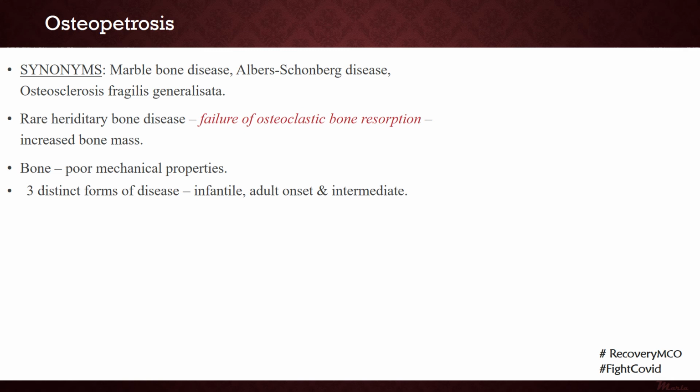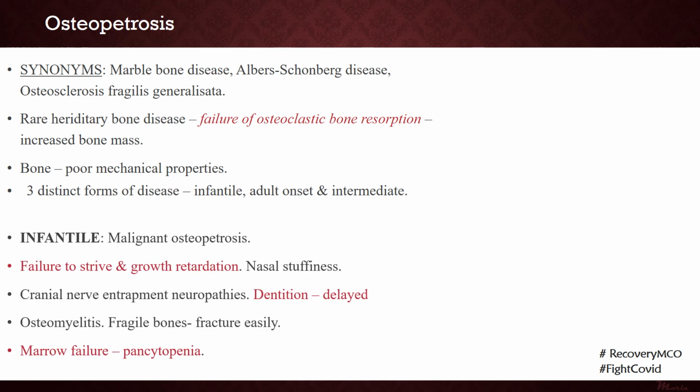Osteopetrosis has been shown to show three forms, that includes the infantile, adult onset and intermediate. Infantile osteopetrosis is also known as malignant osteopetrosis. The bone lesions here are extensive. The patients fail to survive because of extensive growth retardation. Dentition may be delayed. Cranial nerves may be trapped, resulting in neuropathies. There may be osteomyelitis. The bones are extremely fragile.